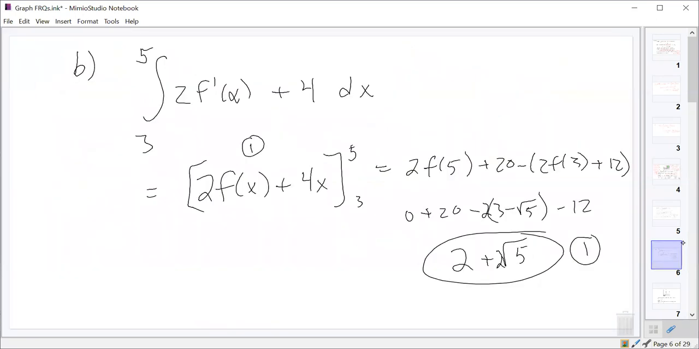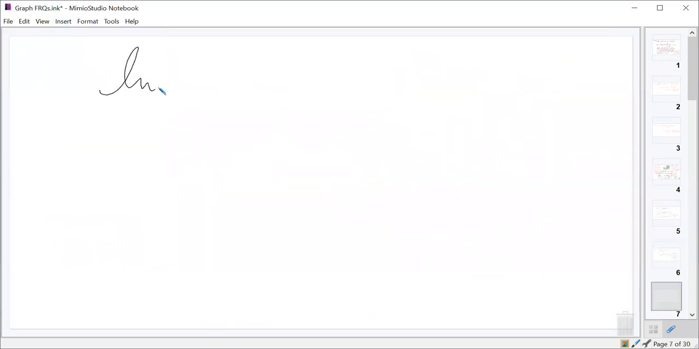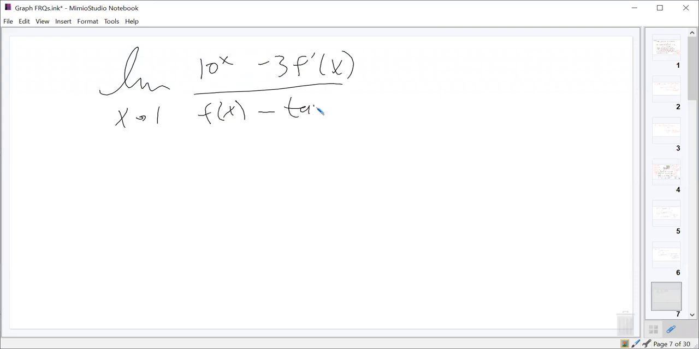All right. Part D asks us for the limit as x approaches 1 of 10 to the x minus 3f prime over f of x minus inverse tangent x. Is that right? All right.